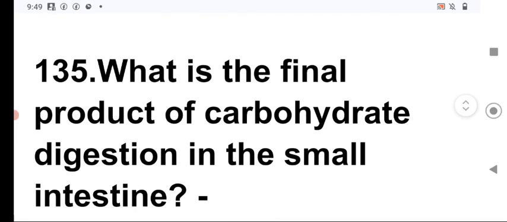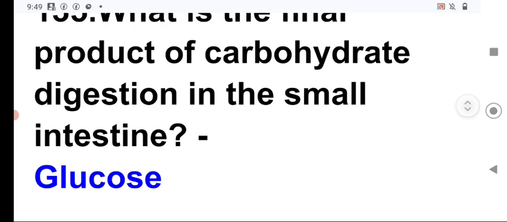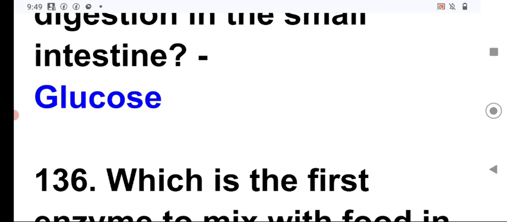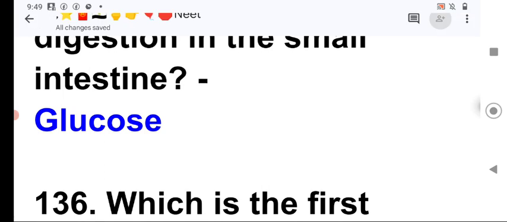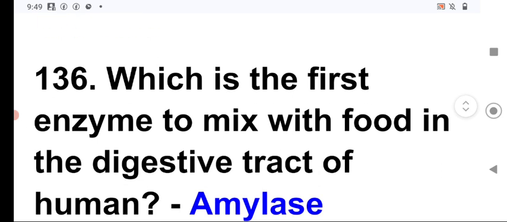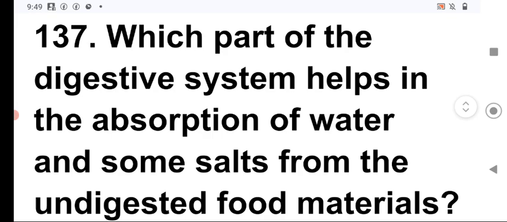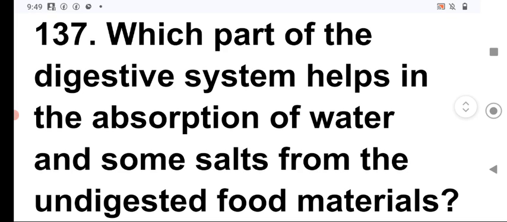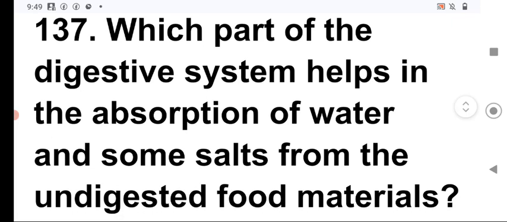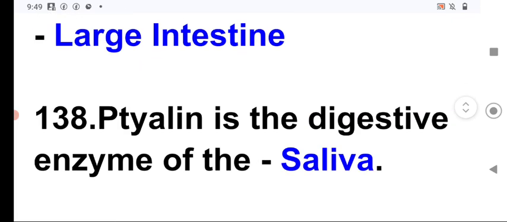What is the primary function of the enzyme amylase in digestion? Breakdown of carbohydrates is the primary function of amylase. Next, what is the final product of carbohydrate digestion in the small intestine? It is glucose. Next, which is the first enzyme to mix with the food in the digestive tract of humans? It is amylase. Next, which part of the digestive system helps in the absorption of water and some salts from the undigested food material? It is the large intestine.